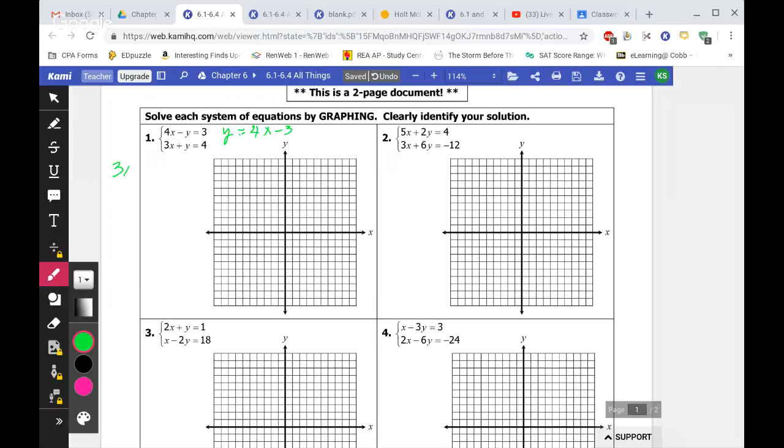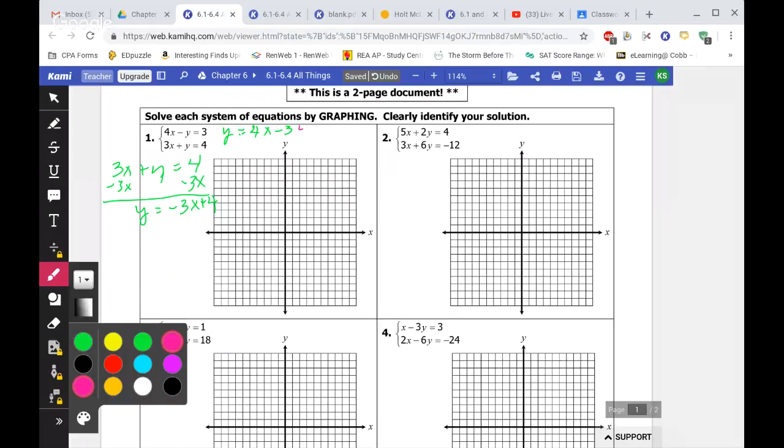So the second one, 3x plus y equals 4 minus 3x, minus 3x. It leaves you with y equals negative 3x plus 4, which is in slope-intercept form. So, all right, now on this first one over here, we're going to go to graphing. The y-intercept is negative 3. So I'll go down 3 from the origin. 1, 2, 3, and mark that spot.